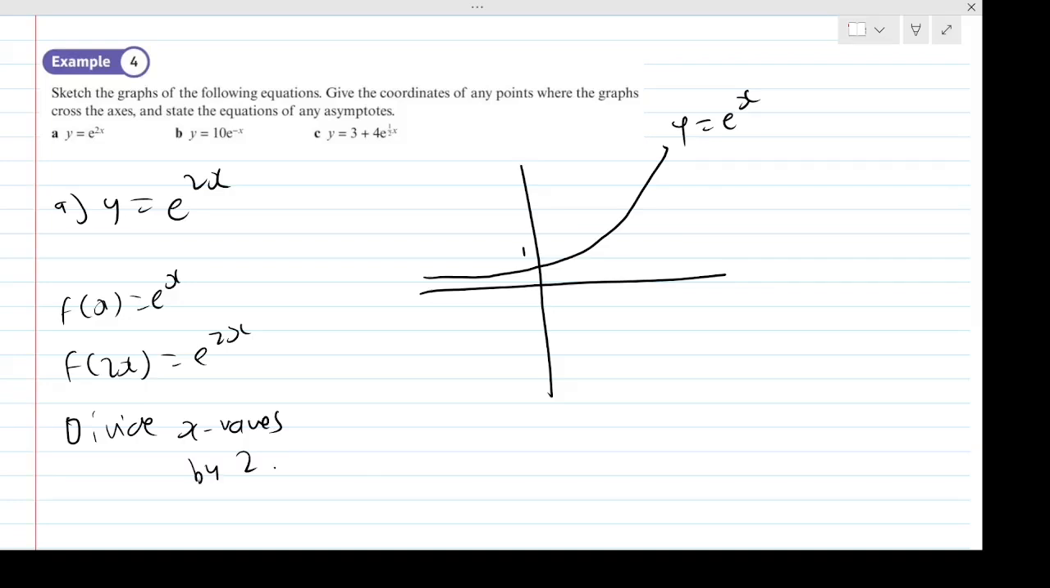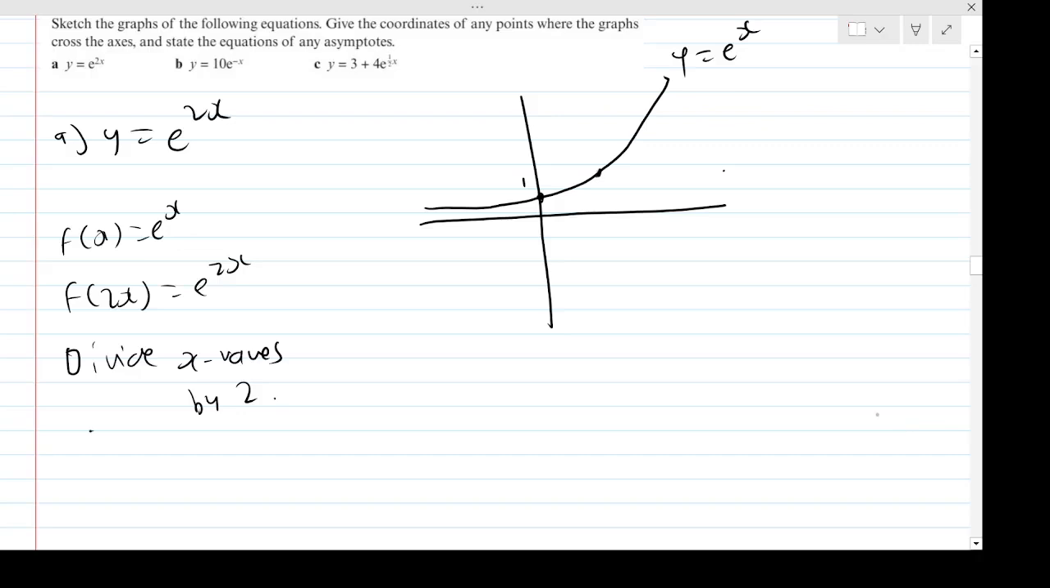Or multiplying by half. So if we basically halve the x values, let's say x here is 2. If we divide it by 2, the point would move to 1. Then let's say we have the point here, this is 4, then that would move to 2, straight across. Then with the point at, let's say, 8, that would move to 4.